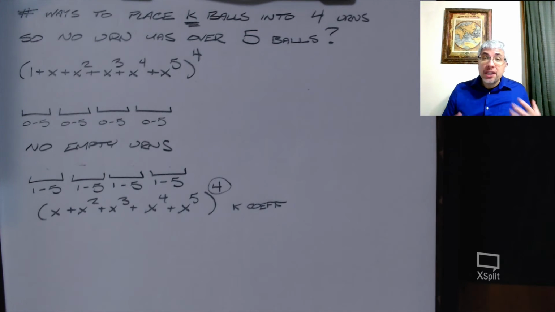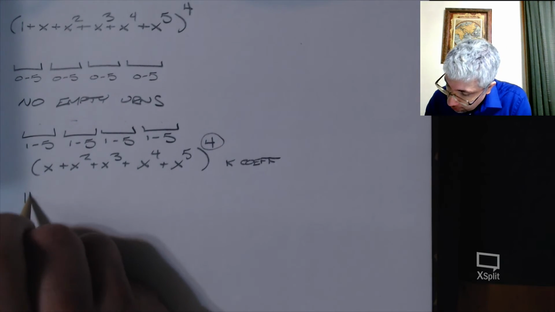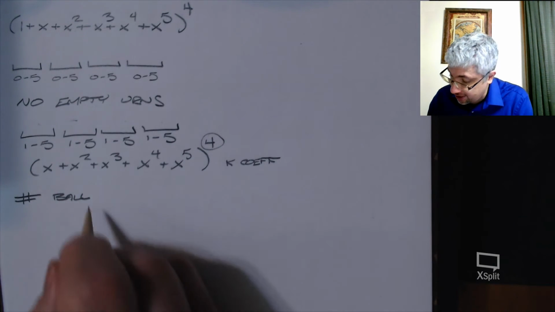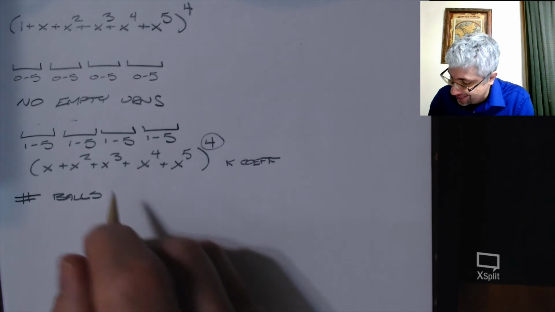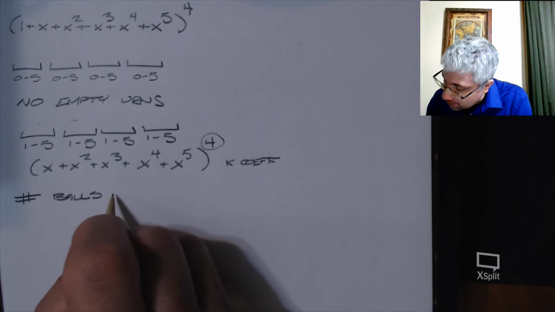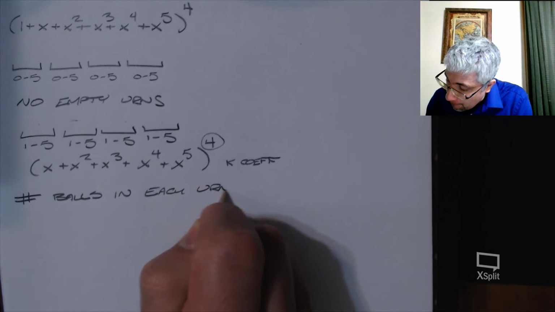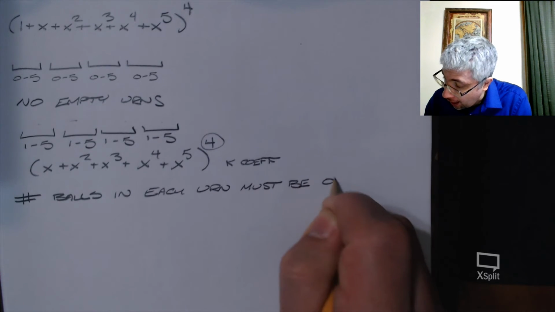Okay, but we can do even more with this. Let's say that the number of balls, this is something we can't do with inclusion-exclusion, or at least easily. We can't do easily with inclusion-exclusion. The number of balls in each urn must be odd.